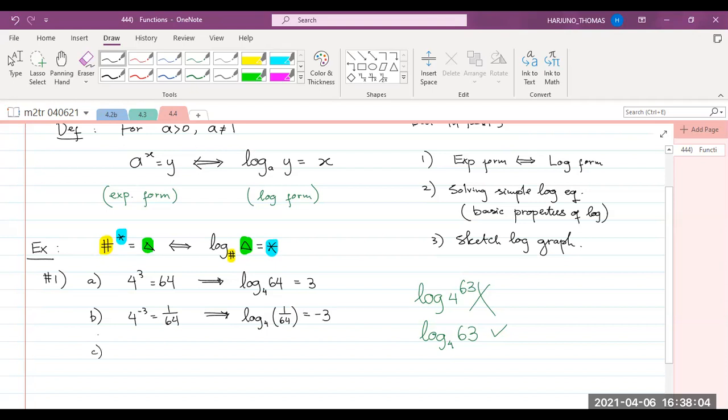Part C. I hope you follow me in writing. Okay. T to the R equals S. That's the exponential form. Then the log form will be log base T of argument S equals R.